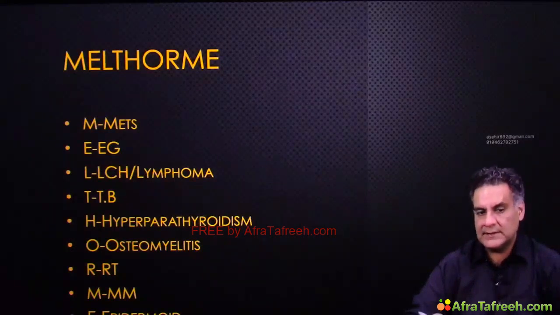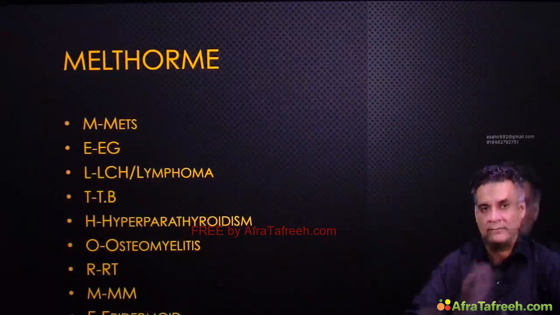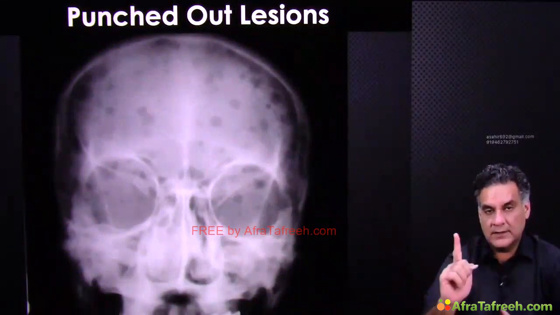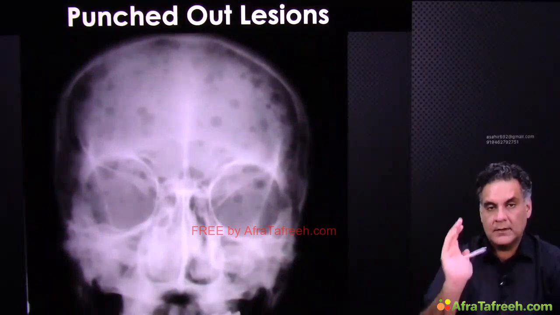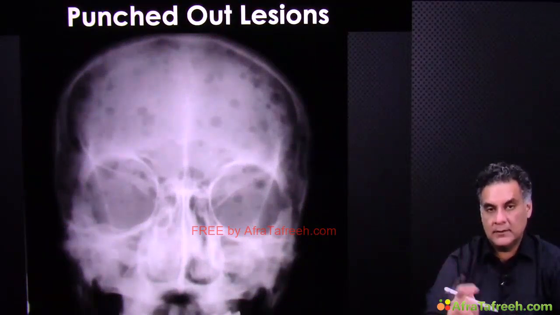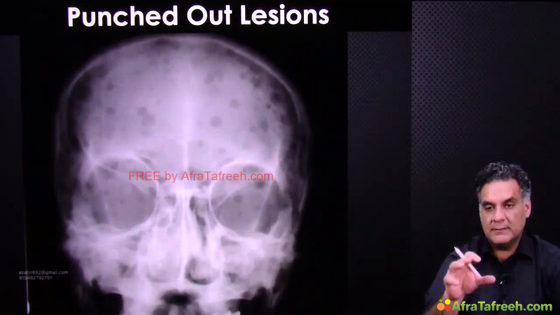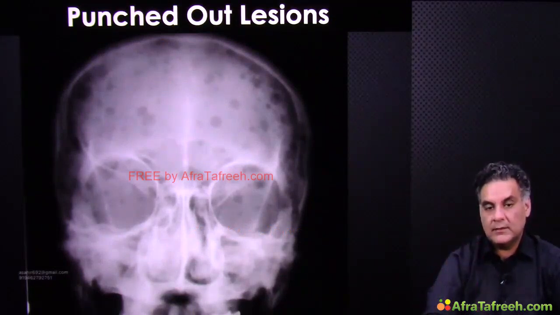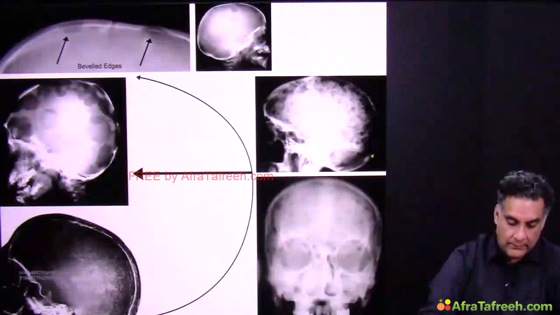Remember, the H happens to be a rare cause. When we talk about skull lytic lesion, punched out lytic lesion is the number one that you should remember. It is seen in multiple myeloma. The plasma cell proliferation will cause these lesions. So this is number one. Multiple myeloma, punched out lytic lesion.